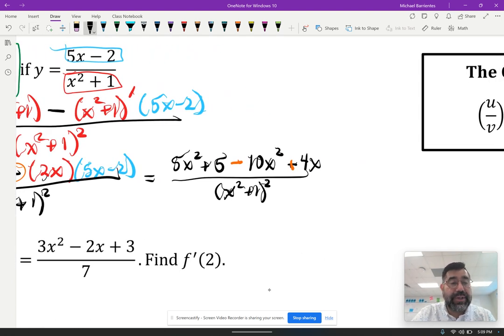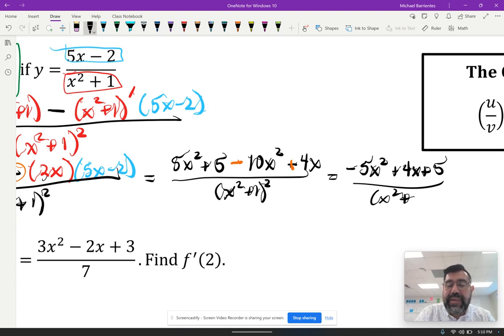And then I guess we could give the final answer as, let's see, 5x squared minus 10x squared. I believe that's negative 5x squared. And then plus 5 and plus 4x I cannot put together, so I'm just going to say plus 4x plus 5 all over x squared plus 1 quantity squared.